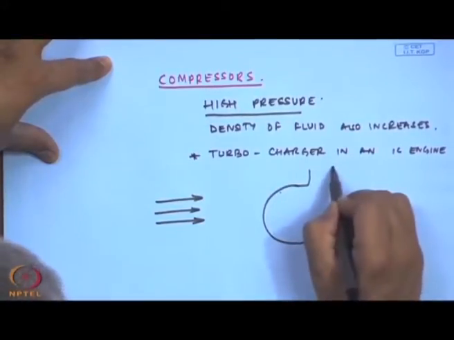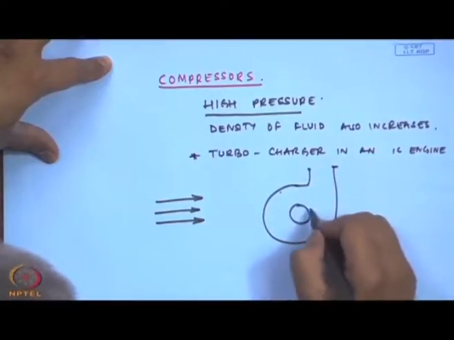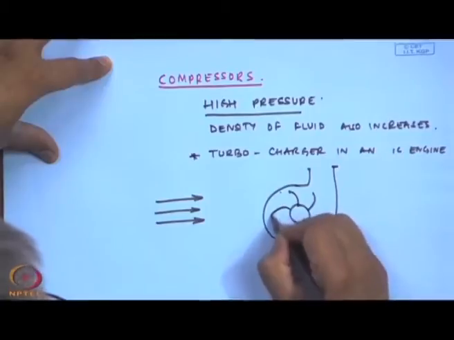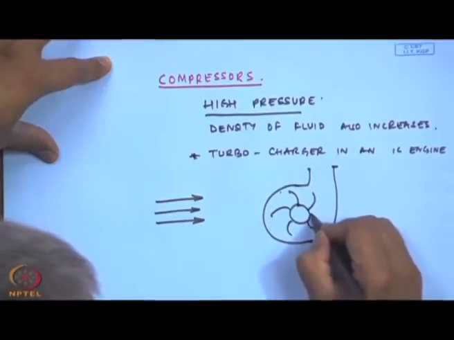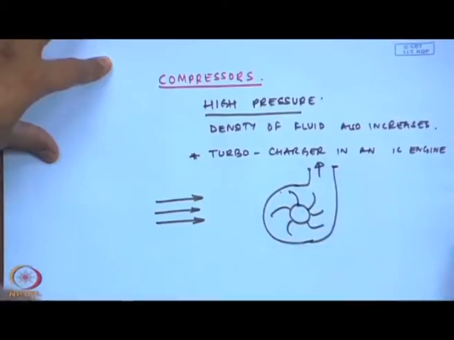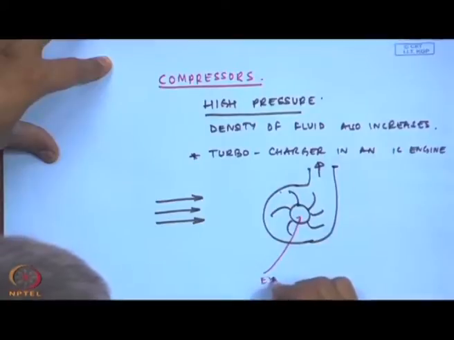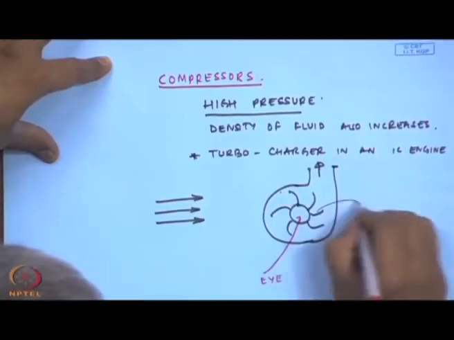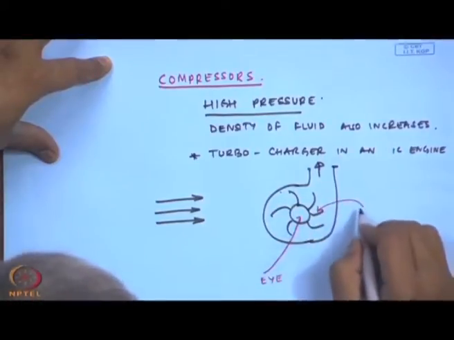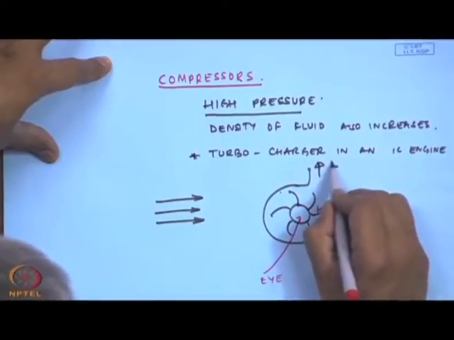It will look something like this. The centrifugal compressor has sets of vanes, okay, and then this is the discharge, and this is known as the eye, and these are the compressor vanes, and this is the discharge.